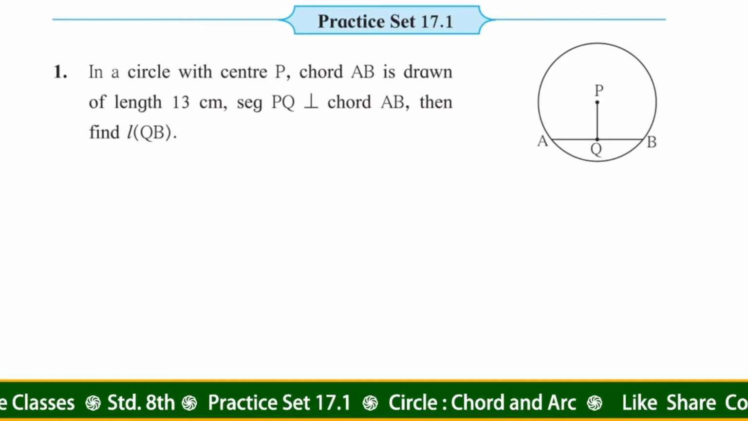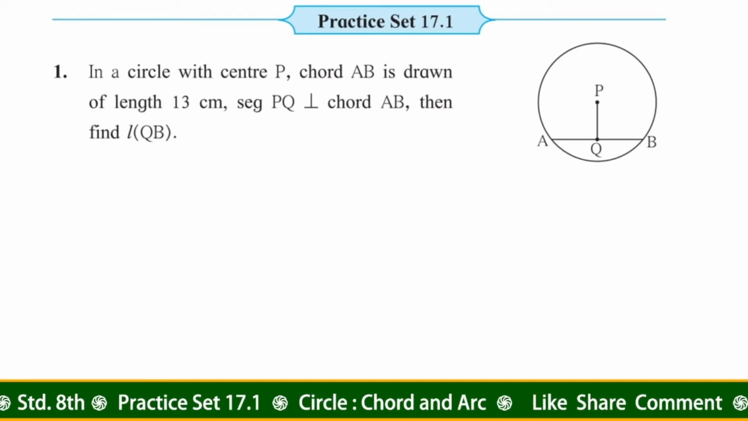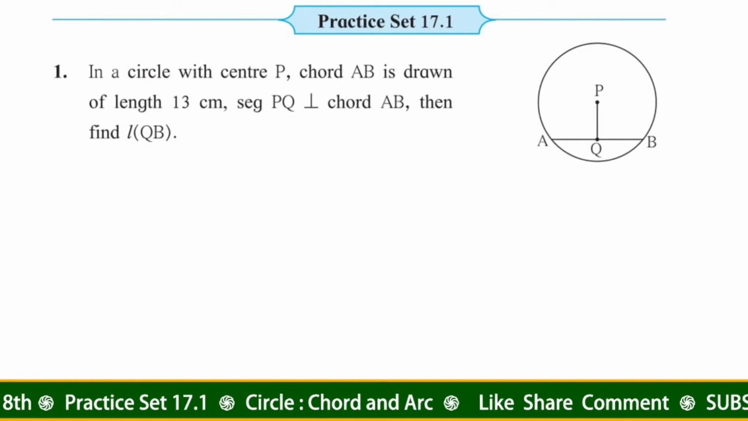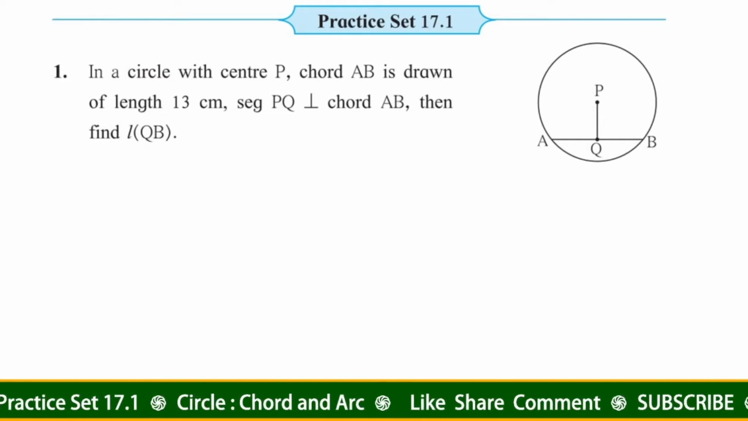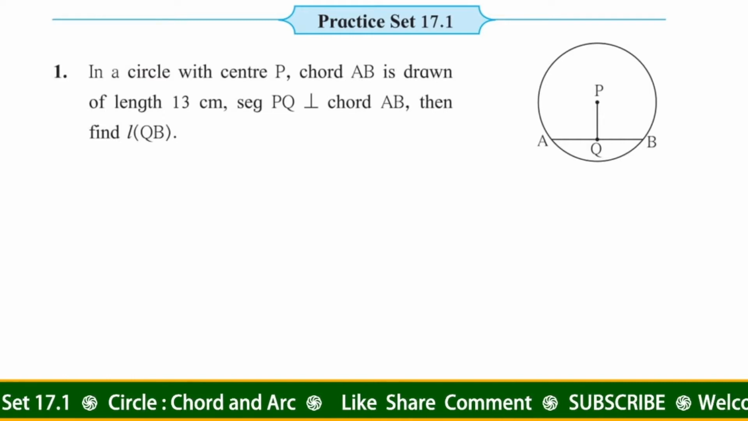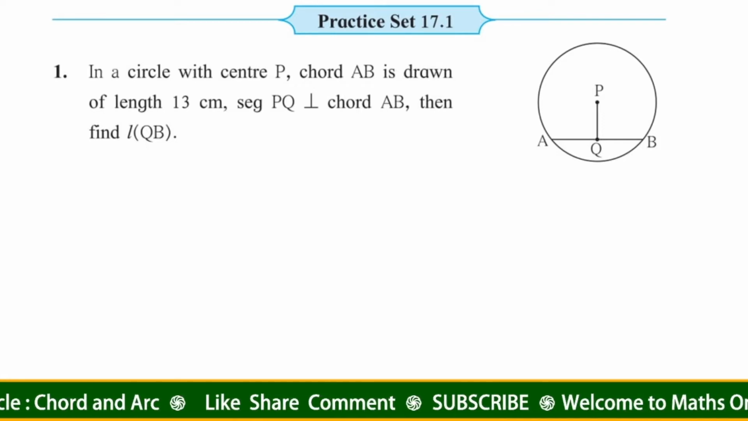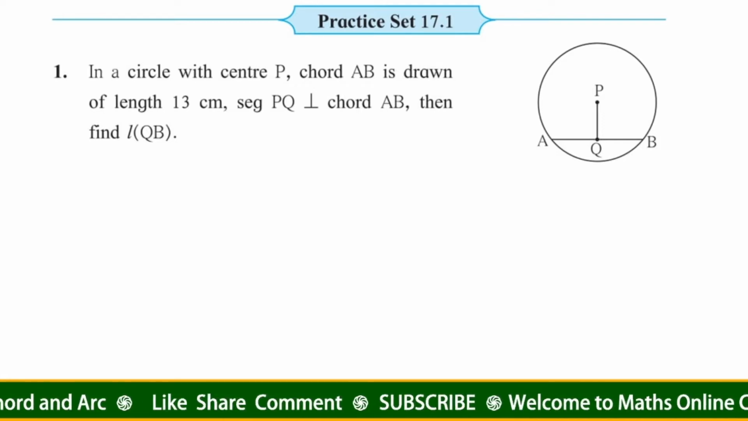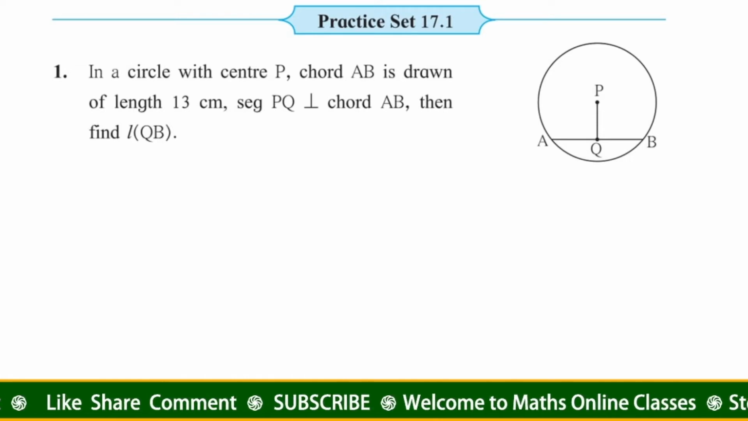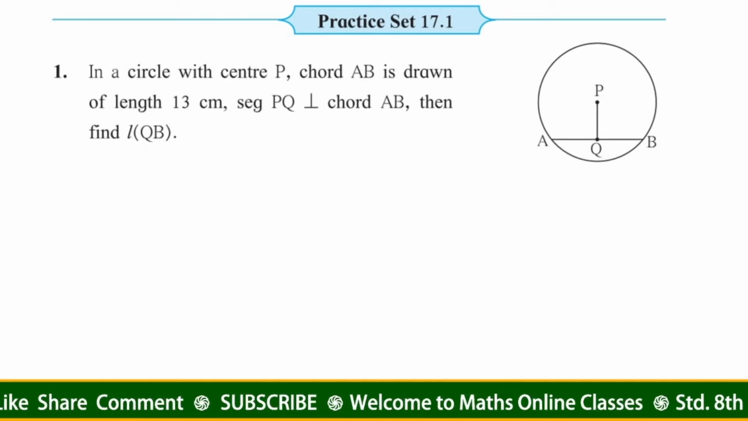Practice set 17.1. Question number 1. In a circle with center P, chord AB is drawn of length 13 cm, segment PQ perpendicular to chord AB, then find the length of QB. Let us write the answer. First we will write what things are given.